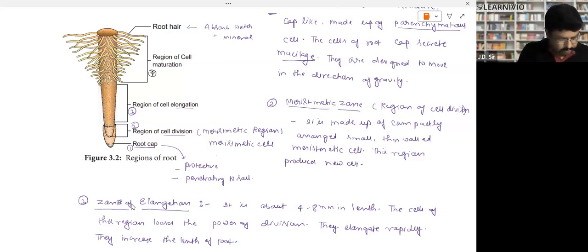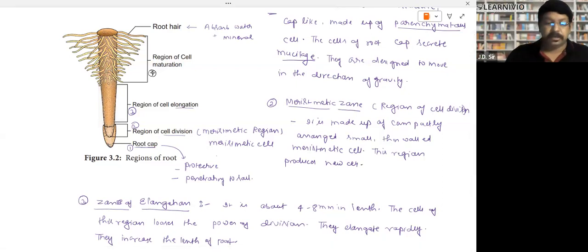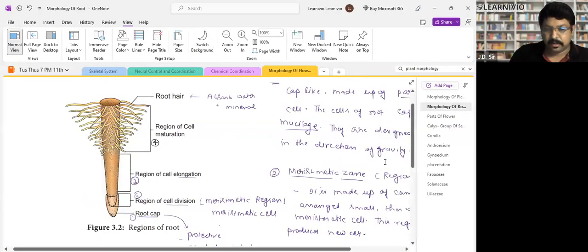Yes. This is very important for your school examination. I'm telling you again and again, this is very important for your school examination. Right. And now come to the next part. The next part is modification of root. Your NCERT. Modification of root.